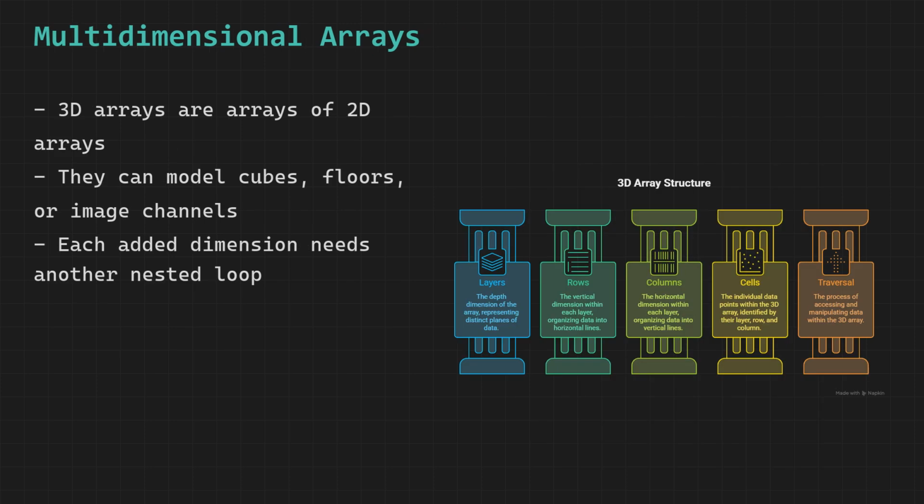Once you understand that a two-dimensional array is an array of one-dimensional arrays, the concept extends naturally. A three-dimensional array is an array of two-dimensional arrays. Think of it as a stack of matrices or a cube of data. A four-dimensional array is an array of three-dimensional arrays, and Java technically supports as many dimensions as memory allows.